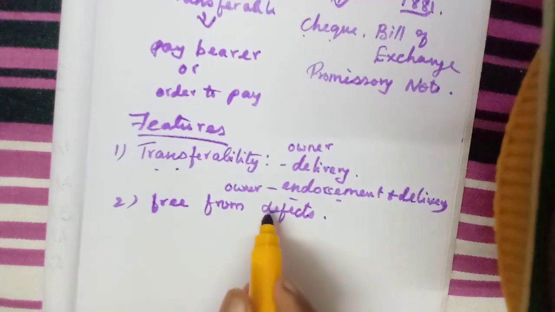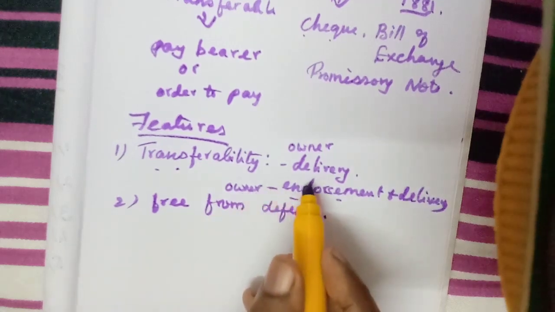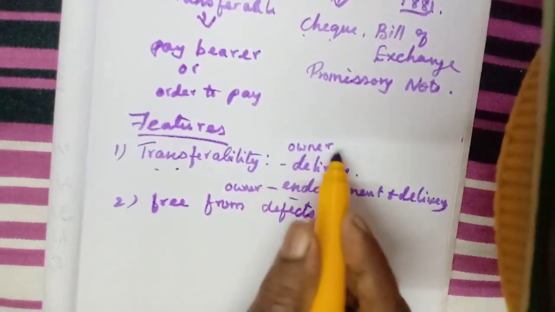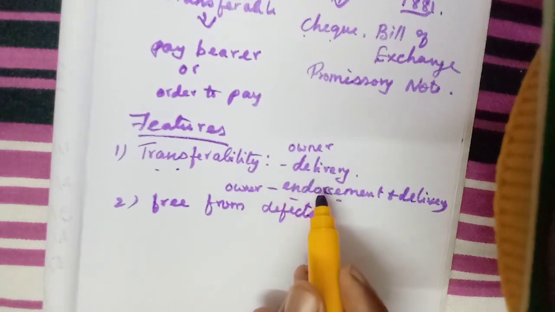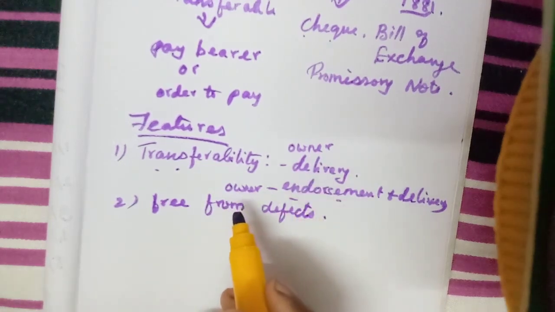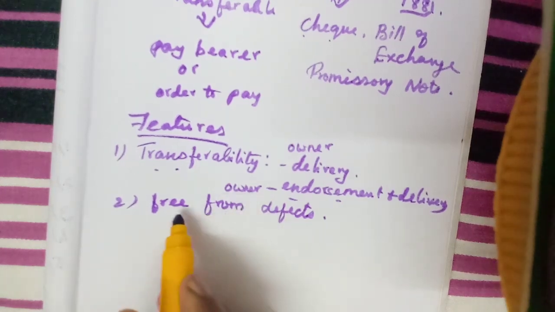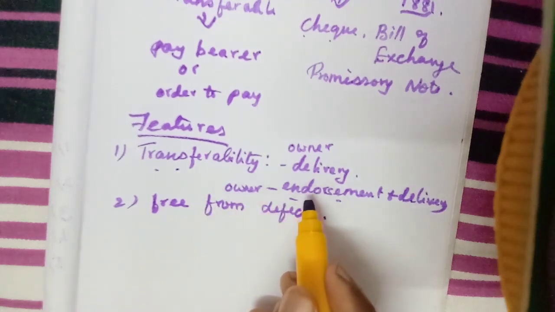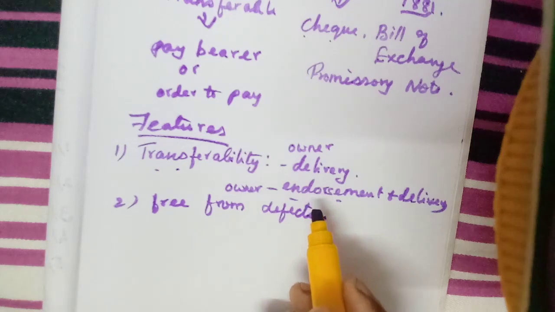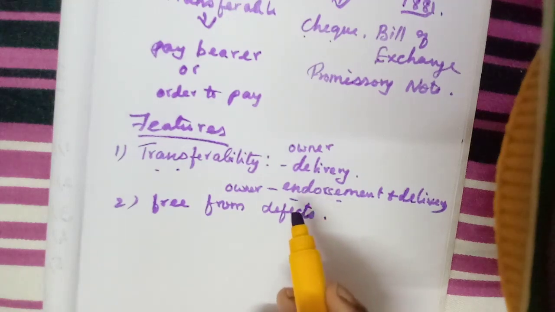Once it is transferred from one person to another, that person gets the full title, isn't it? So any defects with the document, with the transferor, will not pass to the transferee. Okay, and here we will learn in the next heading.